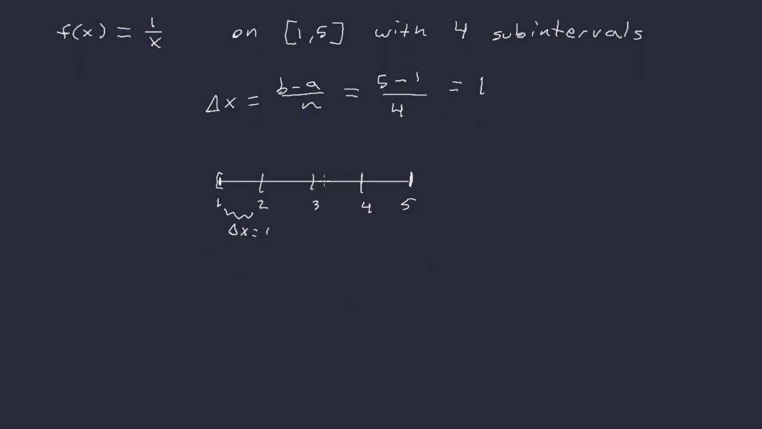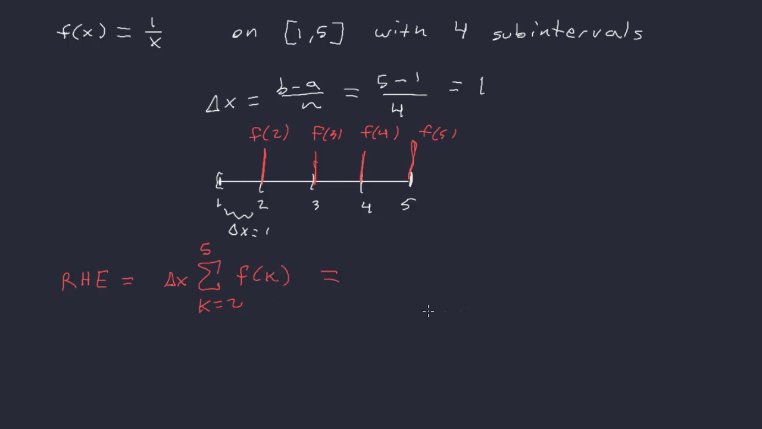Okay, now like before, if we want to do our right-handed estimate, that's where we start on the right-hand side to get our heights for the rectangles. Right, so we'll use f of 5, f of 4, f of 3, f of 2, and our delta x is going to be 1. So it will be delta x times the sum k going from 2 to 5 of f of k.